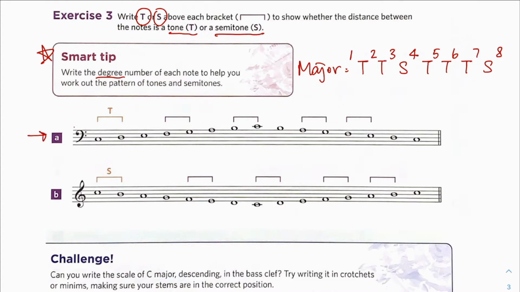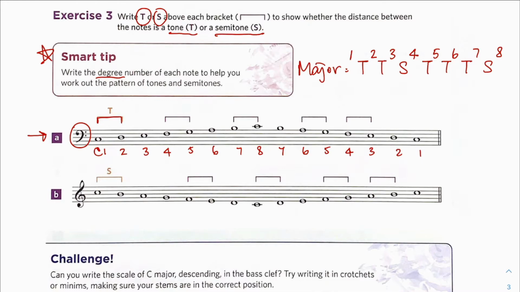Question A, we're in bass clef. We're working on C major, so the first note is always C. So C would be the first degree. We can write 1. Then this will be 2 because we are going up in ascending order. 3, 4, 5, 6, 7, 8. And you will notice that this is middle C, which is the tonic. Then falling down, we have 7, 6, 5, 4, 3, 2, and 1, which brings us back to the C we start with.